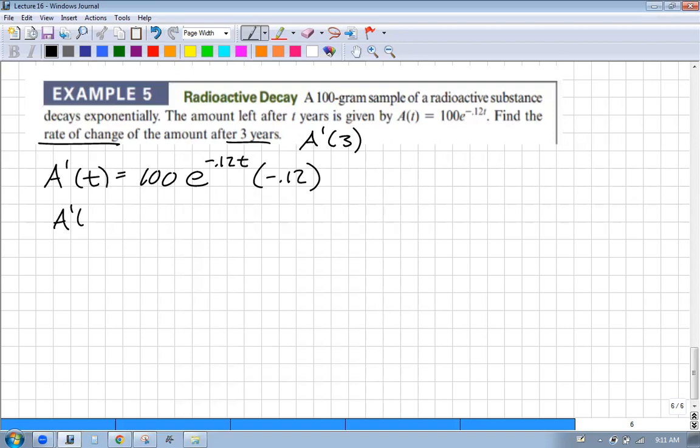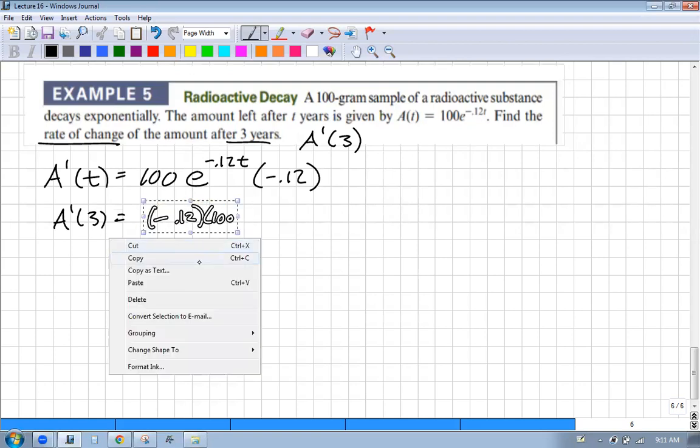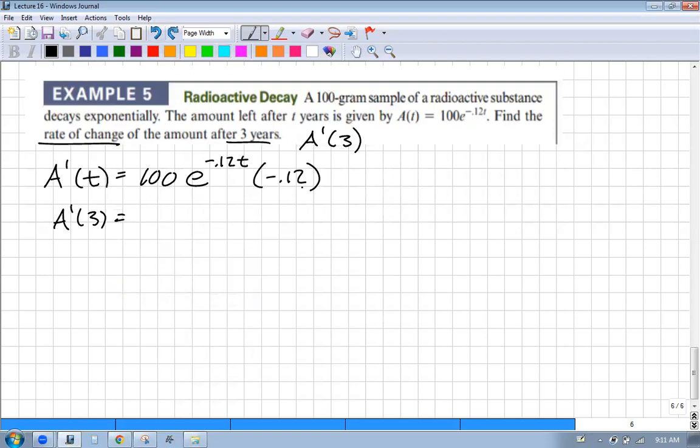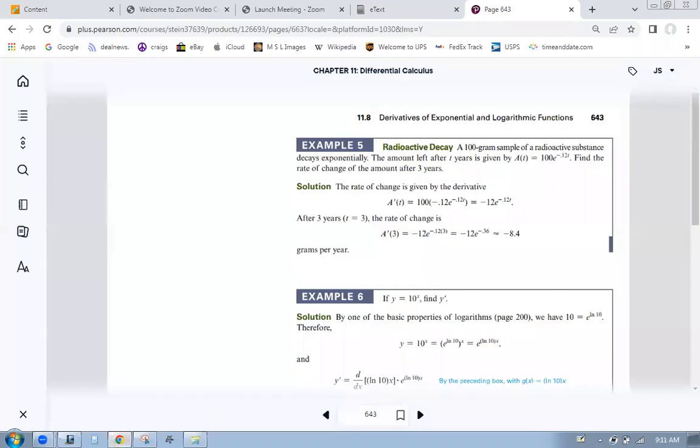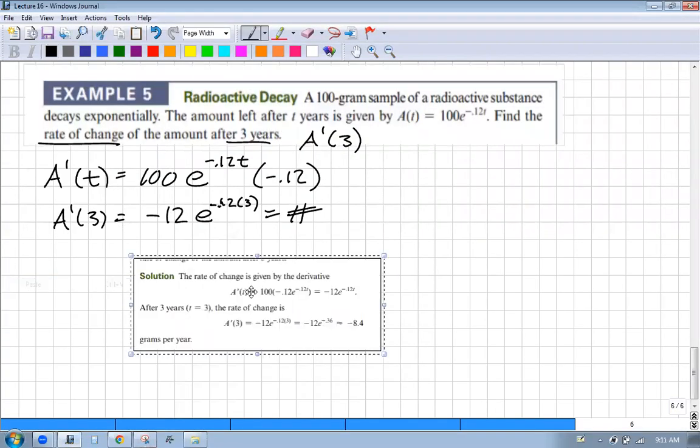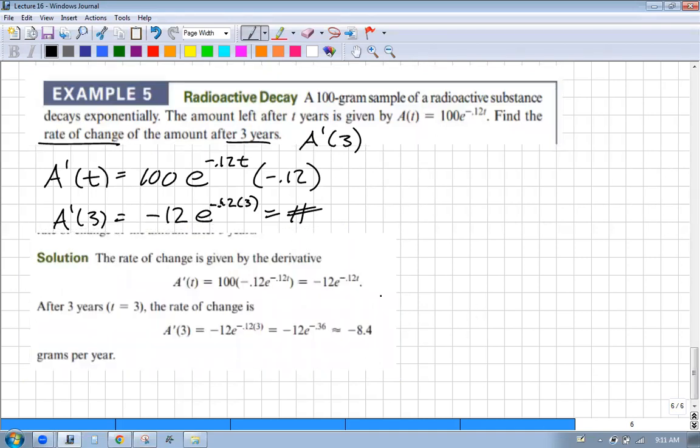At this point, you just plug in the 3. You have negative 0.12 times 100. Well, what is that times 100? Multiplying by 100 just moves the decimal to the right twice. Replace t with 3. You're going to get a number. Plug that into your calculator. Right. 3 times 0.12 is 0.36. You get about negative 0.84.